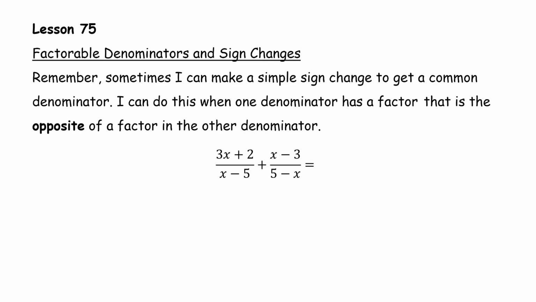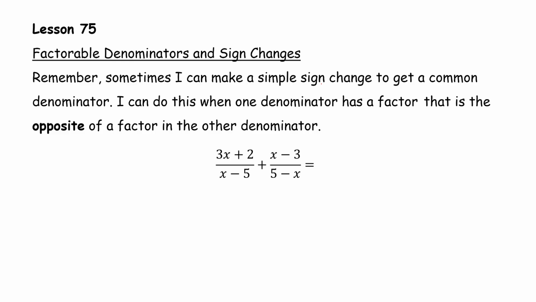All right, in lesson 75, we are going to look at something we've already looked at, but just a slight difference. And that is that sometimes, remember, we can make a sign change in our denominator of one of our fractions if we're adding two rational expressions to get a common denominator, because the denominators are just opposites. So you can see that x minus 5 and 5 minus x are opposites. They're not conjugates, they're opposites. X, negative 5, 5. They're opposites.